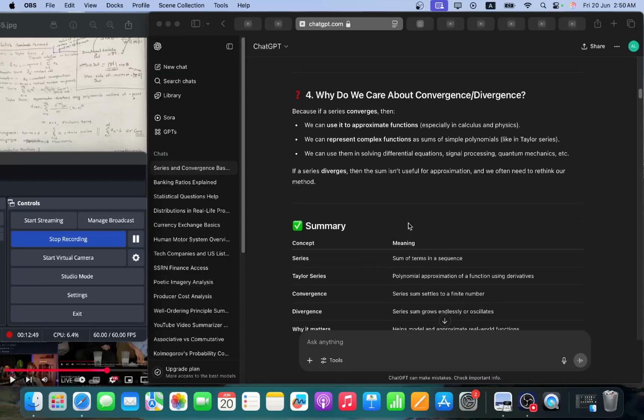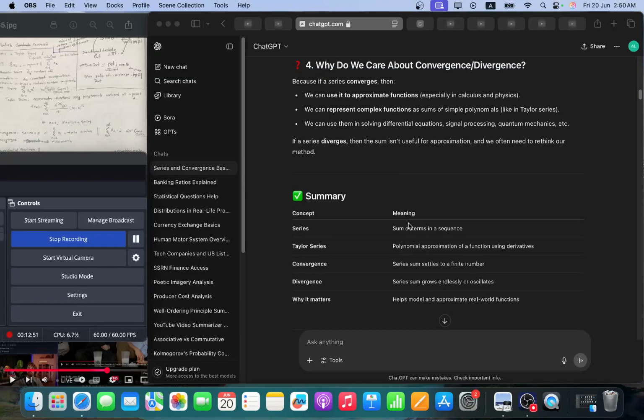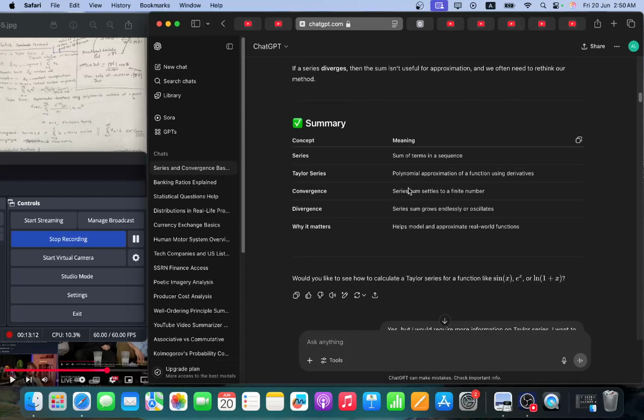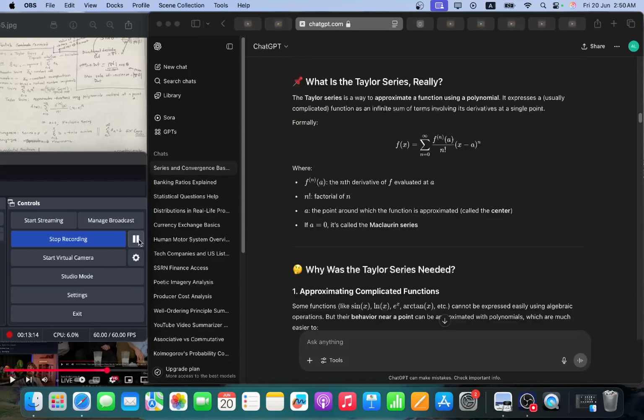Convergence and divergence have some implication in approximating functions, so this term is quite useful. We present complex functions as sums of polynomials, like Taylor series, and we use them in solving differential equations, signal processing, quantum mechanics, etc. And this is how it is summarized here. I'm not going to read all of it.